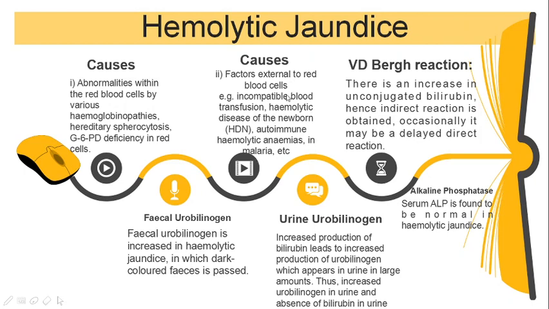So all this will lead to hemolytic jaundice. So here overproduction of bilirubin beyond the capacity of the liver to conjugate and excrete bilirubin occurs, which results in accumulation of unconjugated bilirubin in blood greater than 4 milligram per dl. This condition is said to be hemolytic jaundice and is characterized by unconjugated hyperbilirubinemia.